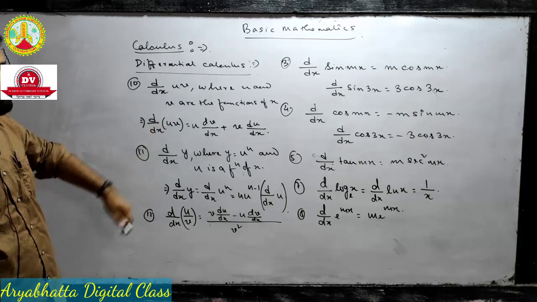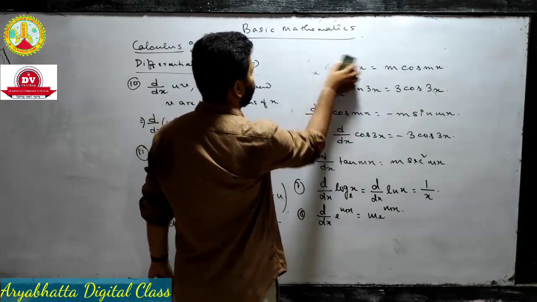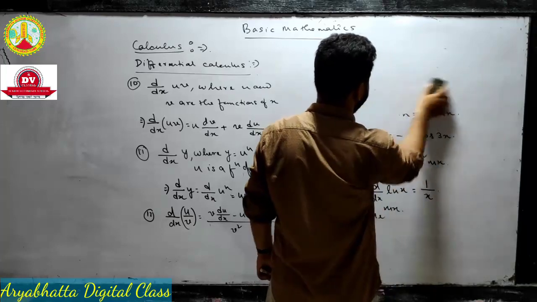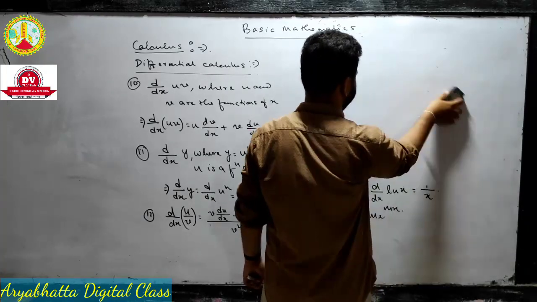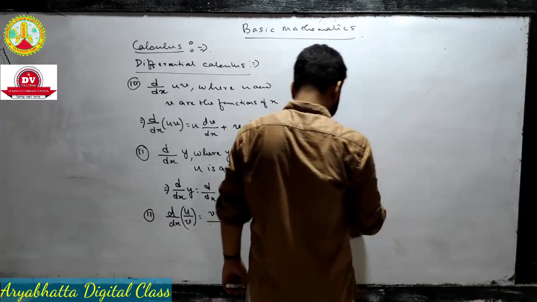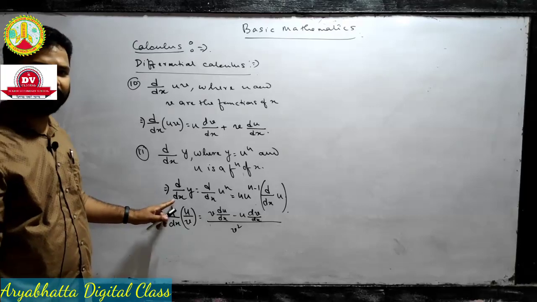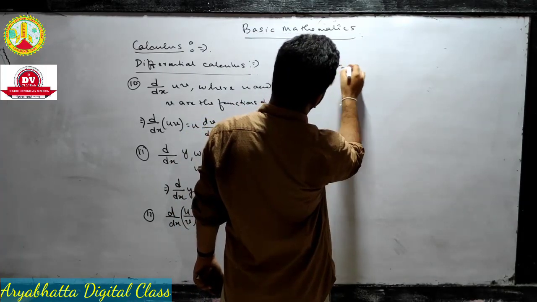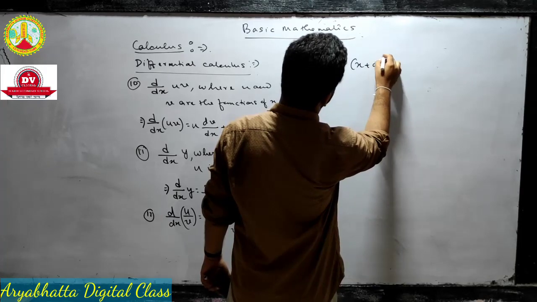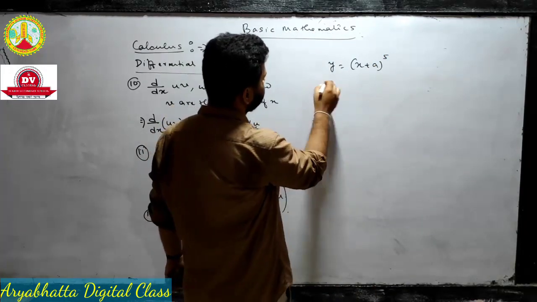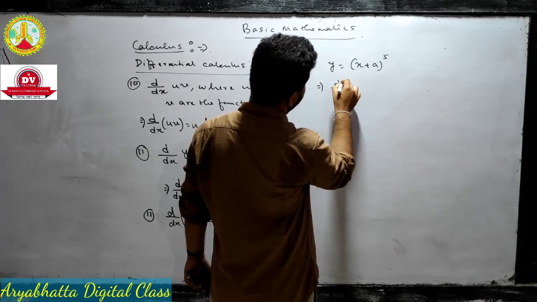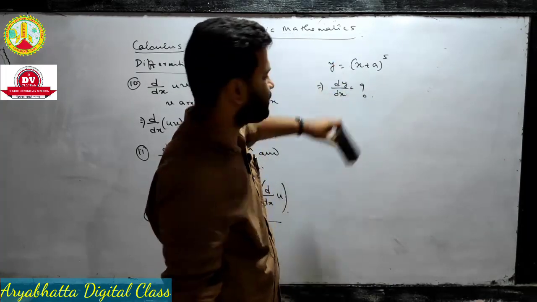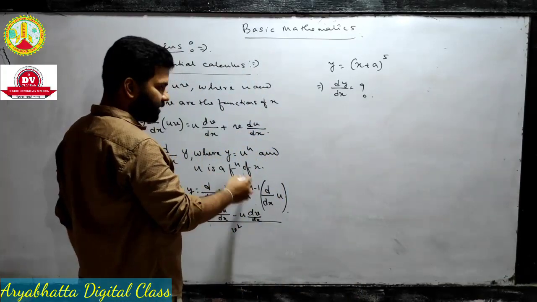let us do an example based on d/dx of uv. We will do the example in the class. Here we can look at an example a little. Okay, suppose y is equal to (x square plus a) to the power 5. You have to find out d/dx of y, meaning you have to calculate the value of dy/dx. Now look at this, y is a function of x, right? So we will apply this formula now, this one.